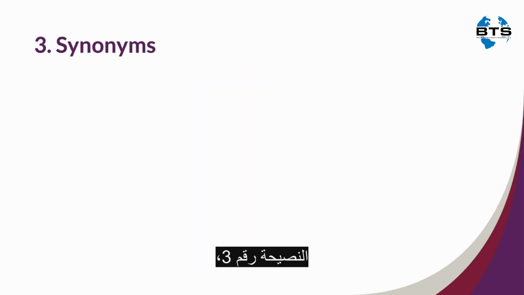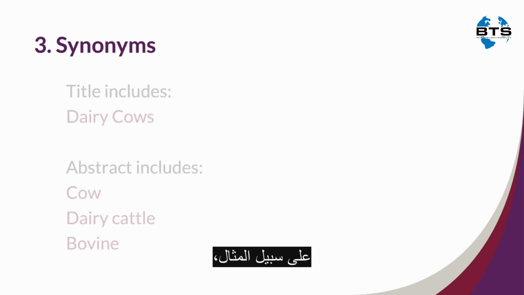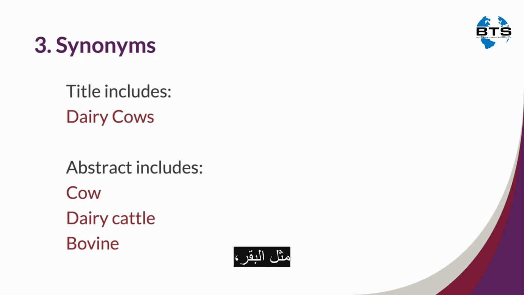Abstract tip number 3, synonyms. Include synonyms for words and concepts that appear in the title. For example, if the title of an article uses the term dairy cows, then the abstract should include synonyms such as cow, dairy cattle, bovine.